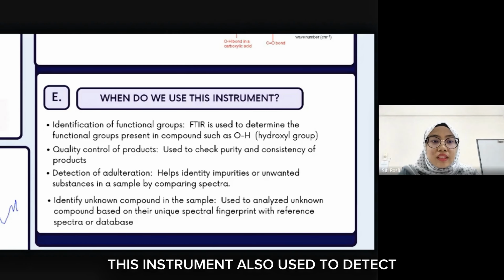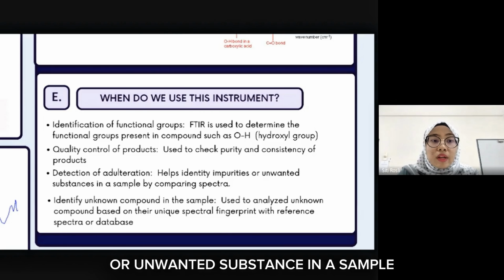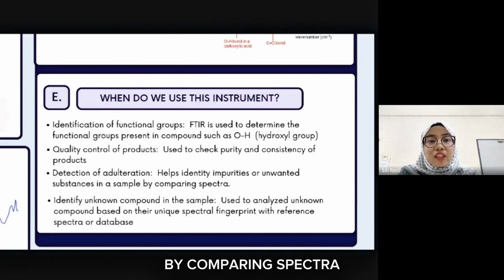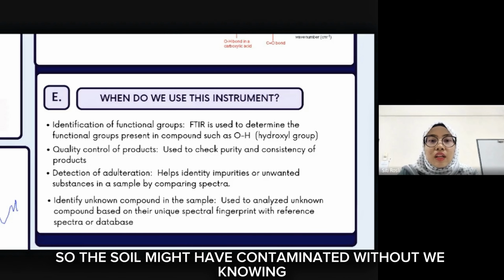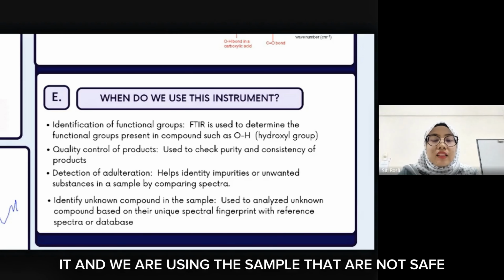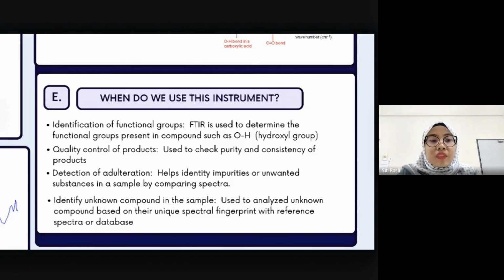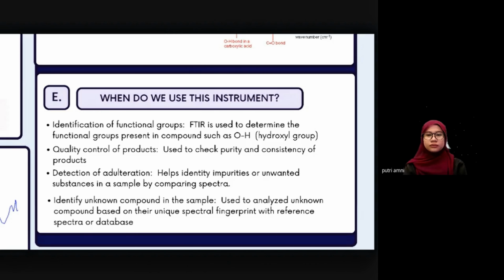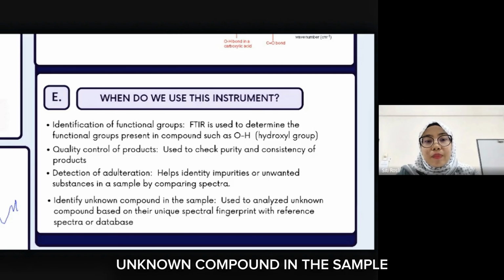This instrument is also used for detection of adulteration. It can identify impurities or unwanted substances in the sample by comparing spectra. As we know, some of our samples are natural, so the soil might have contaminated them without our knowing it, and we might be using a sample that is not safe. If we use this instrument, we can detect it early, we won't harm anyone, and we can save our money.